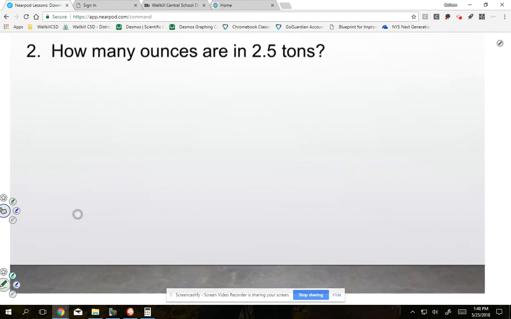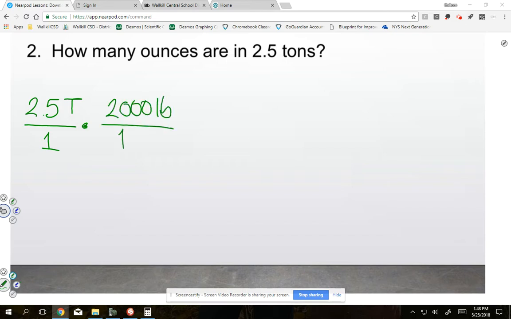How many ounces are in 2.5 tons? So we start with 2.5 tons over 1. Okay, looking at the conversions up top, I want to get tons to ounces. What conversion is in between tons and ounces? Pounds. Okay, so how many pounds are in a ton? 2,000 pounds. We want tons to cancel out, so tons has to go in the denominator. 2,000 pounds over 1 ton.